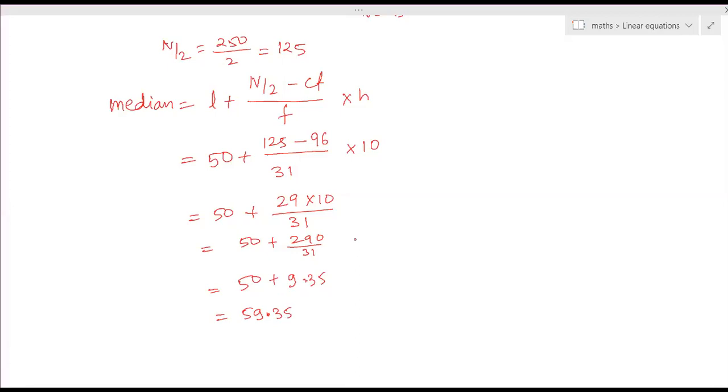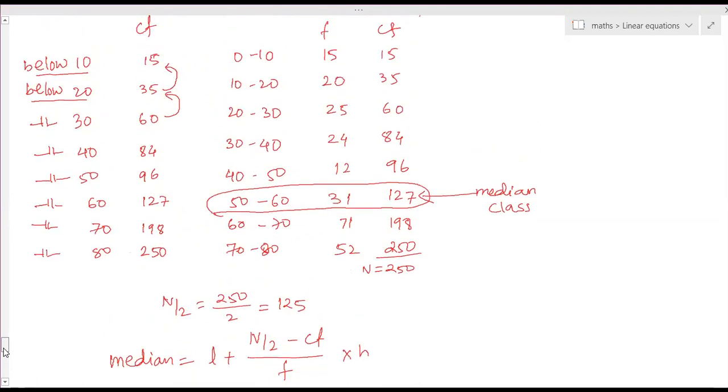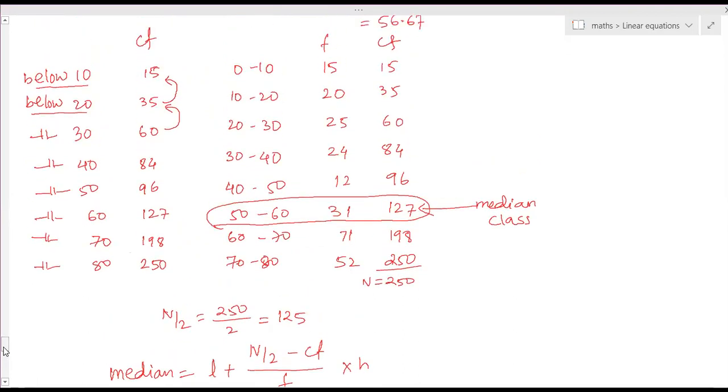Ma'am, can you scroll up? Ma'am, in case the classes are discontinuous, then you have to make them continuous first. But it will come in decimal value. Yes, here also it will come.